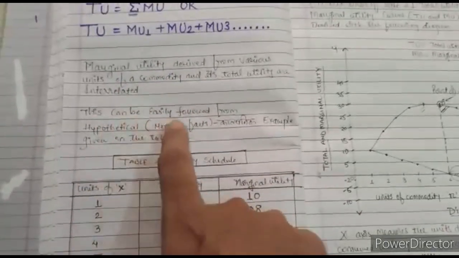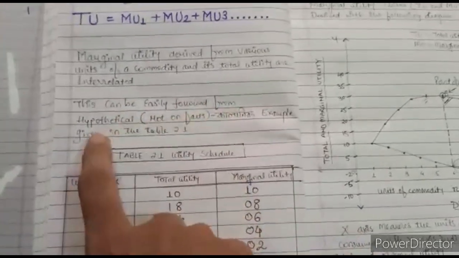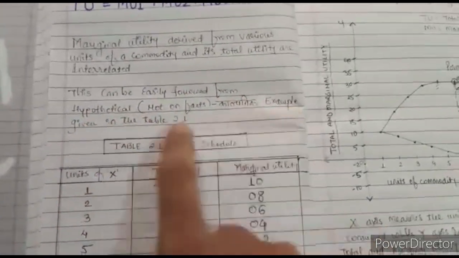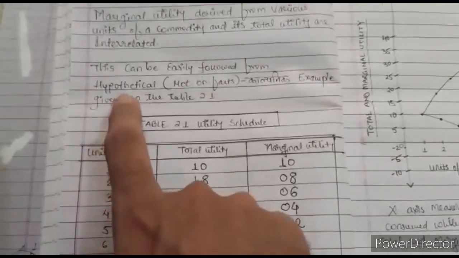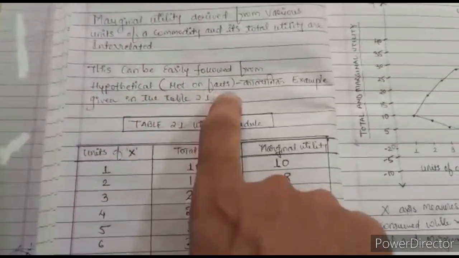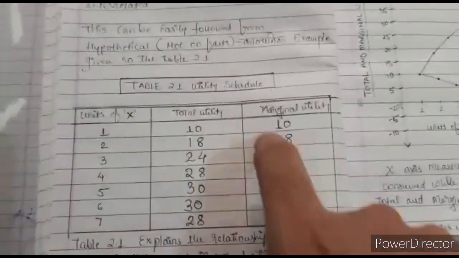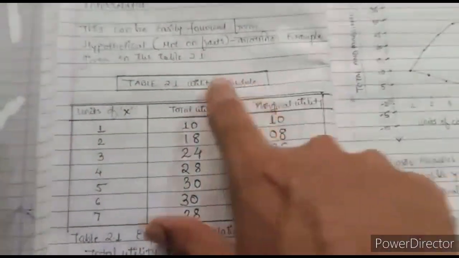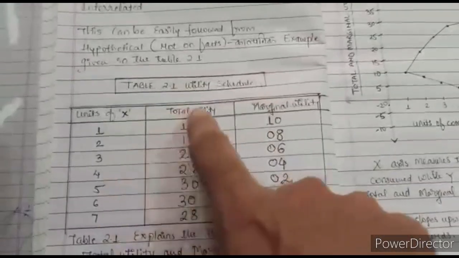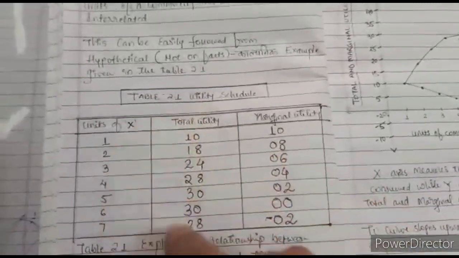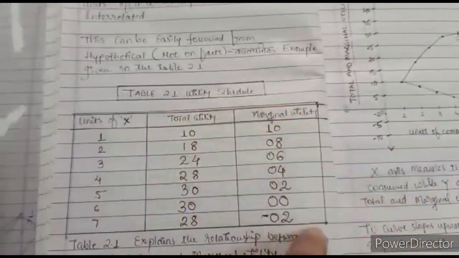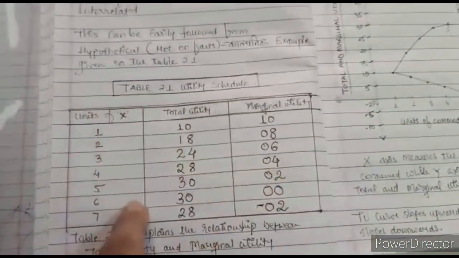Now this can be easily followed from a hypothetical example. This is a term you may not understand: hypothetical means not based on facts. So this table is all an assumption. This is not a fact. I mean, utility does not work like that. This is only our assumption, whatever we have made.